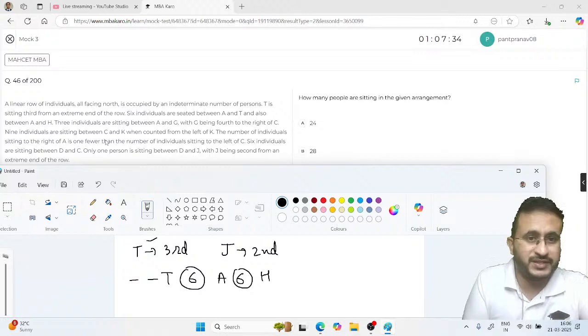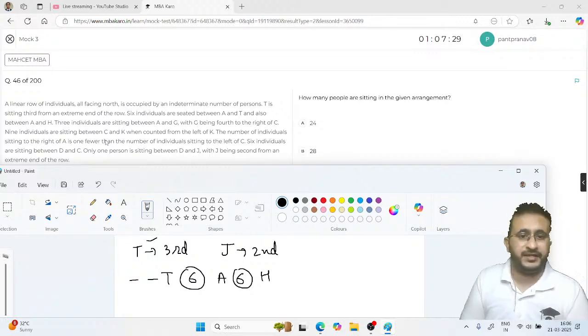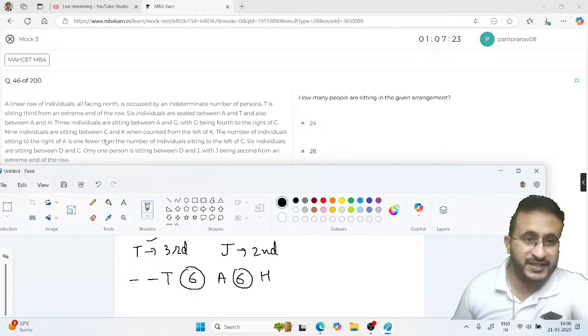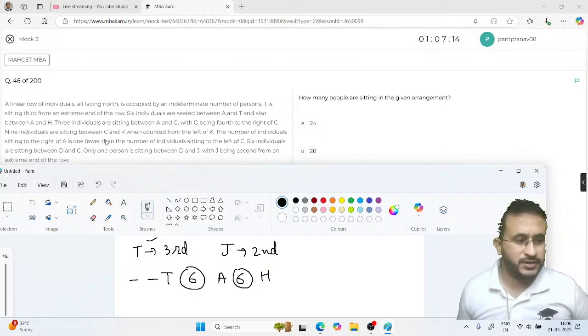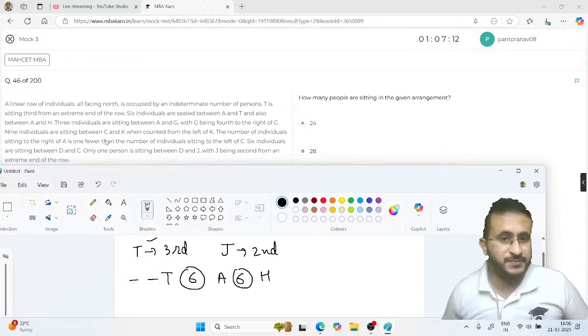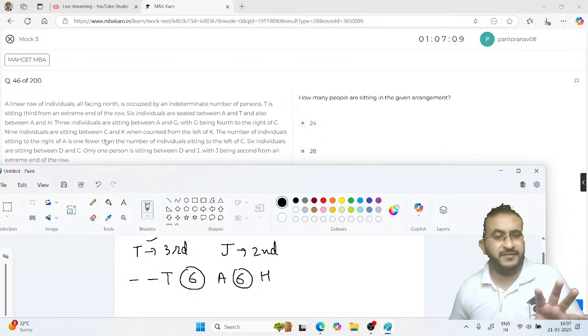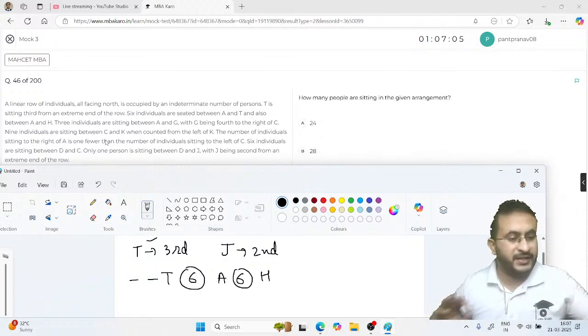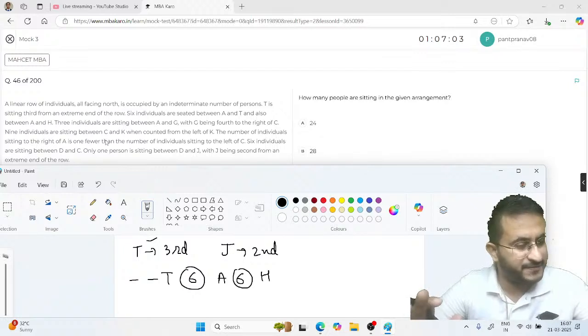Then three individuals are sitting between A and G, with G being 4 to the right of C. Okay. Three people between A and G. 9 individuals between C and K when counted from the left of K. So this looks big numbers like 9 people, 6 people, right? So initially we thought that it might be easy one, but looks to be कि थोड़ा tough end पे जा रहा है.